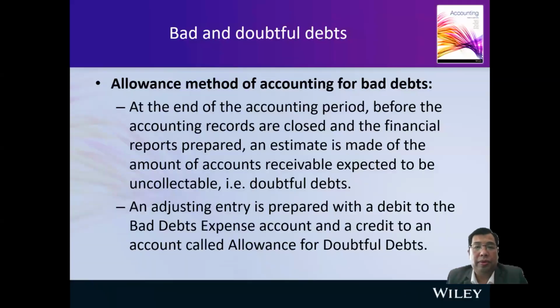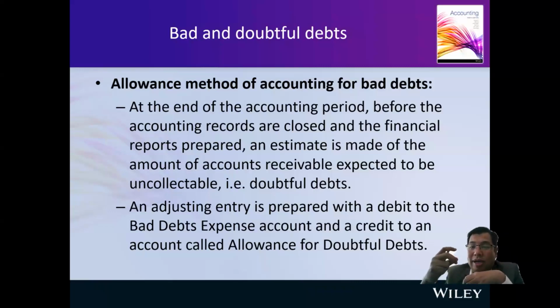Let us continue about allowance methods of accounting for bad debts. At the end of the accounting period, before the accounting records are closed and financial statements are prepared, we perform adjusting entries. You still remember when we did our AK 111, we performed adjusting entries, for example for prepaid insurance, for supplies, for depreciation, for any payable, any receivable.